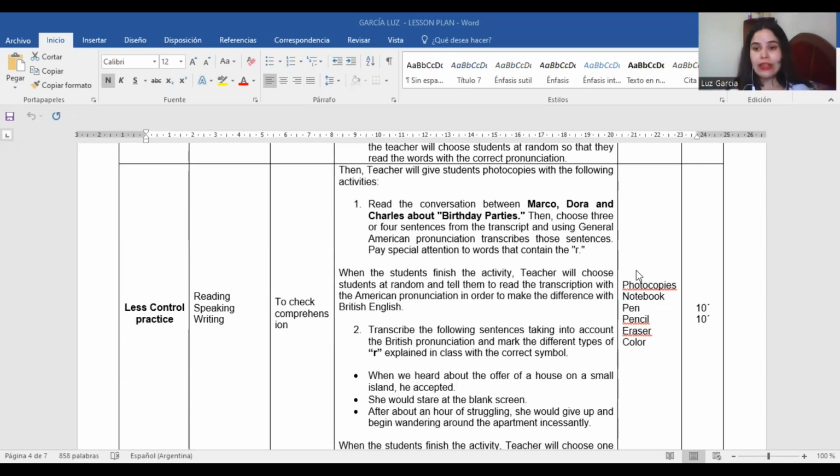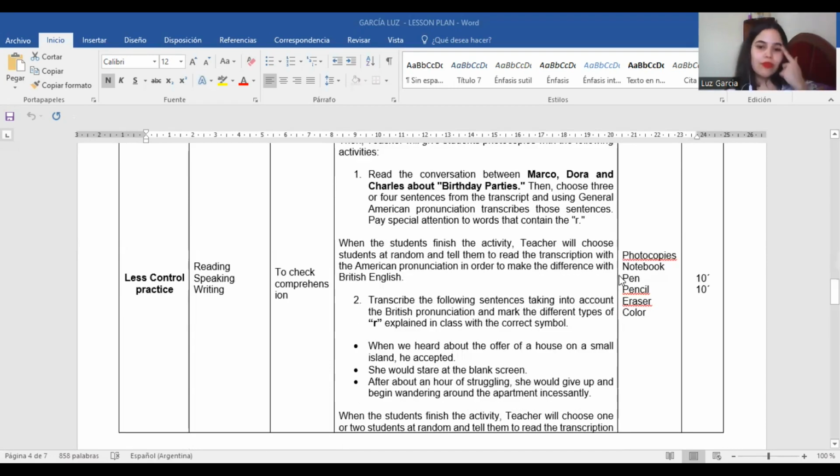As a second activity in this stage, the less controlled practice, I will tell my students to transcribe the following sentences, taking into account the British pronunciation, and mark the different types of voiced post-alveolar approximant sound explained in class with the correct symbol.